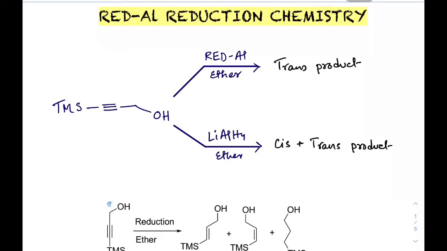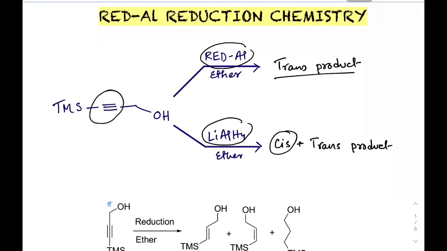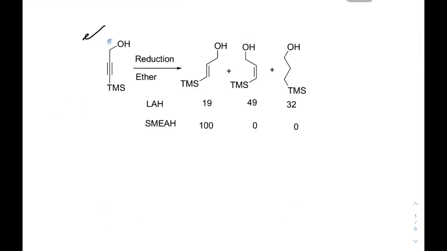In this case, when we use Red-Al and lithium aluminium hydride to reduce a propargyl alcohol, this triple bond, they behave differently. One generates the trans product, but in case of lithium aluminium hydride they generate cis, trans as well as totally saturated compound. In this case, this type of propargyl alcohol is under reduction with lithium aluminium hydride and sodium methoxyethoxy aluminium hydride, which is also Red-Al.